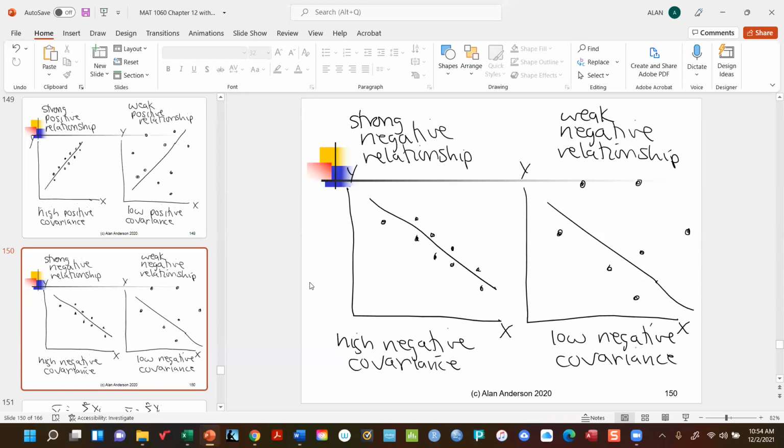And again, you can see we're trying to capture not just the direction of the relationship, positive or negative, but how strong it is.